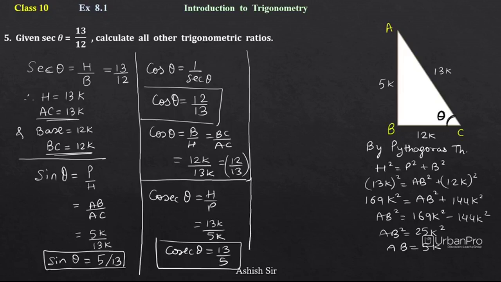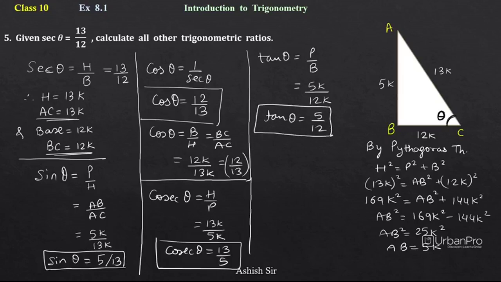Next, we move on to the next one, that is tan theta. Tan theta we know is perpendicular by base. Perpendicular 5k, base 12k. So tan theta is 5 by 12. Cot theta, reciprocal of tan theta, base upon perpendicular, 12k by 5k. So cot theta is equal to 12 by 5.